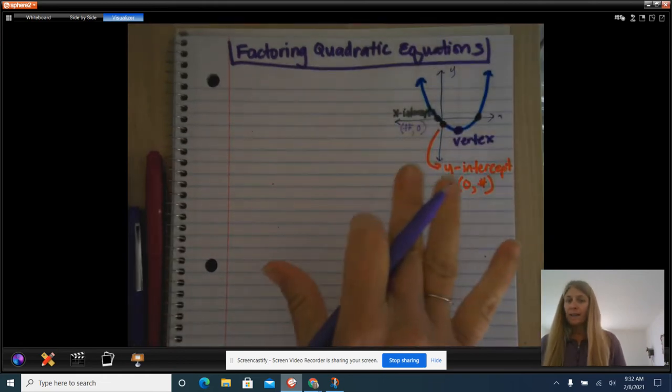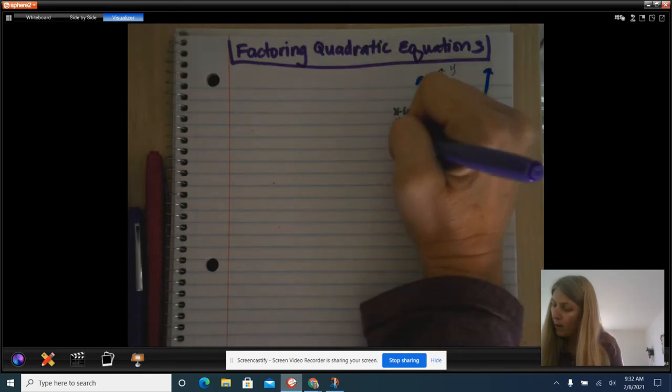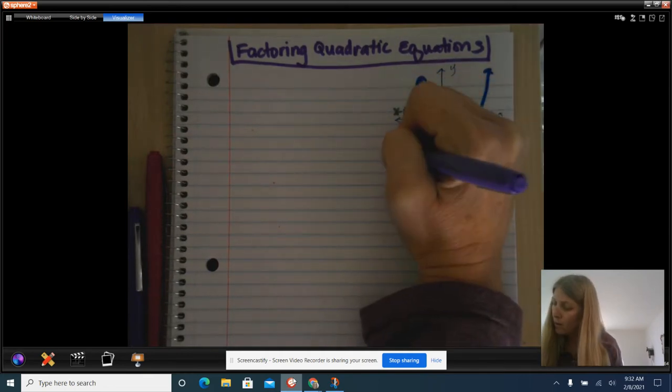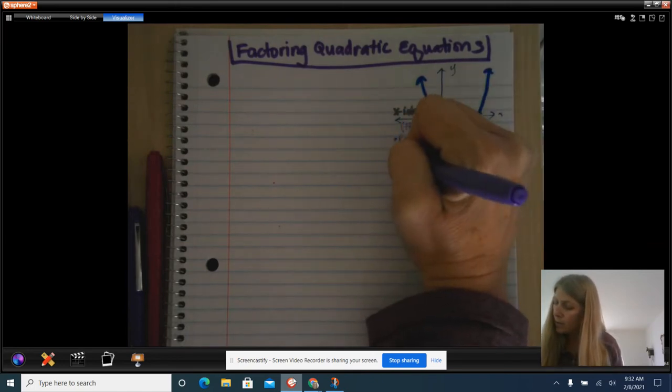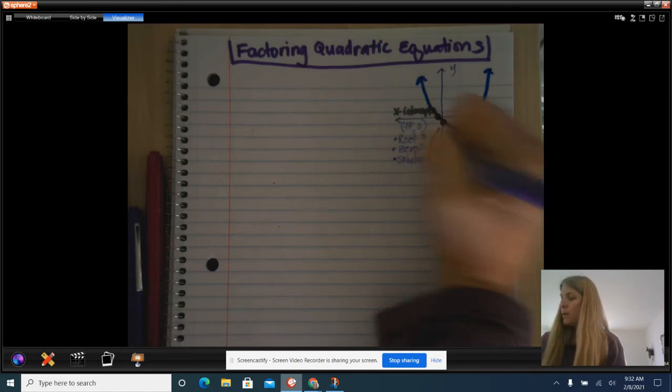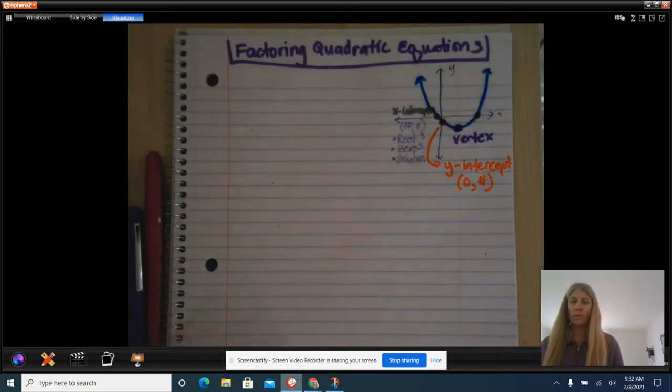However, there are a lot of names for our x-intercepts. They are also called our roots. They are also called our zeros. And they're also called our solution. So all of these x-intercepts, roots, zeros, solution are interchangeable. So when I ask you to find the roots, I could also ask you to find the zeros. I could also ask you to find the solution.